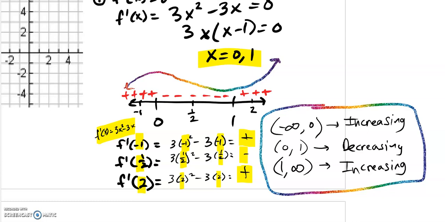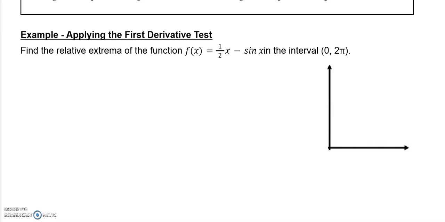And so this gives you an idea of what your graph looks like, because you have a maximum there and a minimum there. And in fact, that's what we're going to do next. Here we determine where it's increasing or decreasing, but we can also use the same test, same method, to determine max and min. So let's try a problem like that. Here, go ahead and try this one.